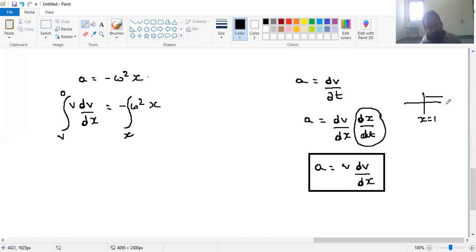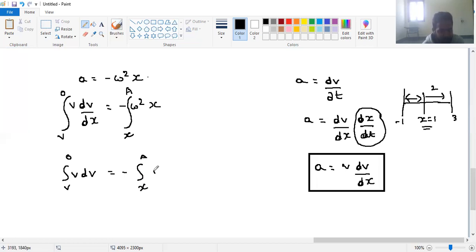then in this direction, if I move a distance of 2, if I call this 2 the amplitude, then this will become 3. And in the same way here, 0 will be the amplitude. It is not necessary that mean position should always be 0. It can be anything. So let's call the mean position as x. The maximum amplitude is a. So sending dx to the other side, v dv from v to 0 is equal to the integration from x to a of omega square x dx.